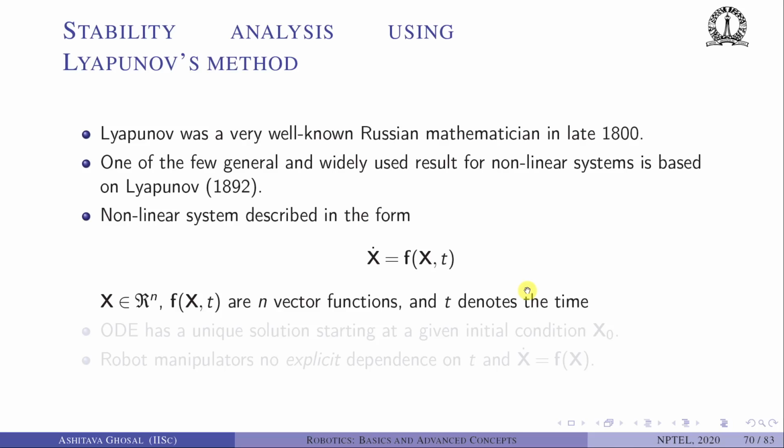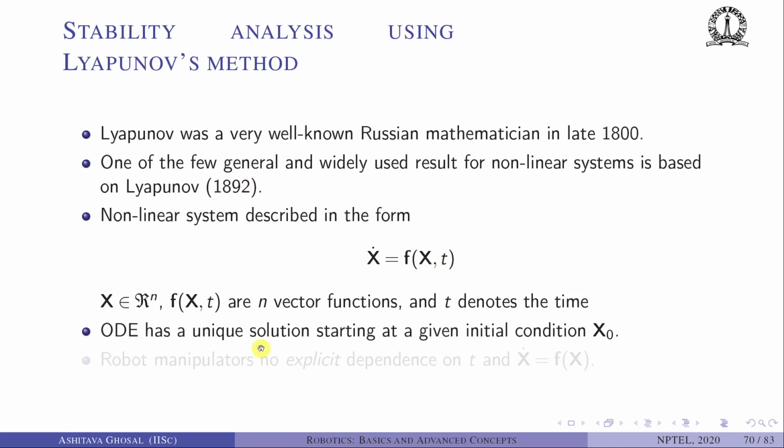So if you have a nonlinear system which can be described in this form, x dot is equal to f of x comma t, where x is an element of n-dimensional space, f of x, t are n vector functions, and t denotes time. We can only look at systems of the form x dot is equal to f of x, t. There is no nonlinearity in the x dot; there is nonlinearity in x. So f of x, t could be a nonlinear function of x and time.